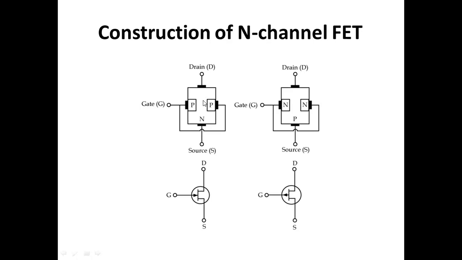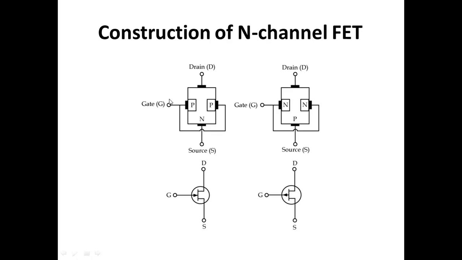This N-channel FET consists of three terminals: gate, source, and drain. Both the P regions are connected internally, and a single wire is taken out. That terminal is known as the gate terminal. It is similar to the base in the BJT.